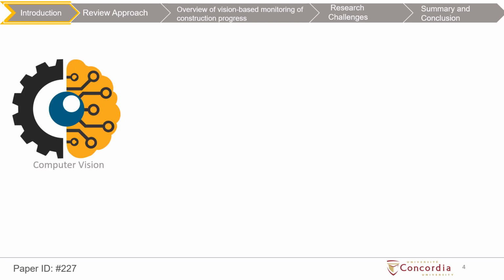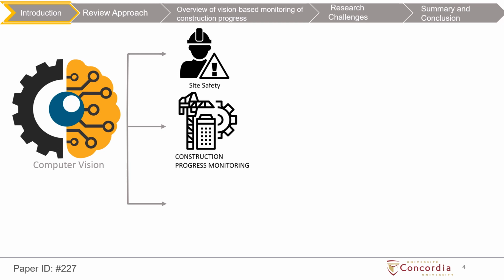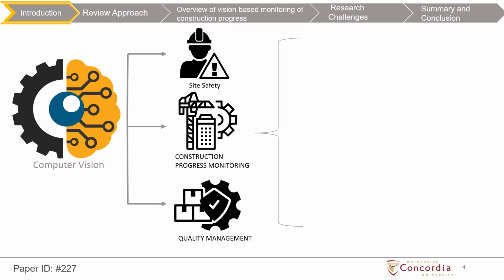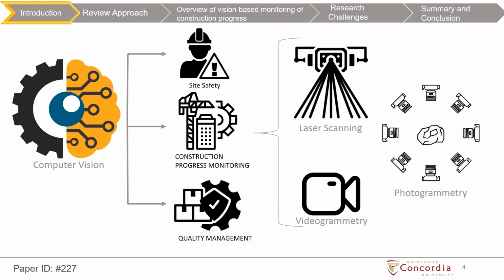In recent years, computer vision has attracted significant interest from researchers due to its potential applications in diverse fields such as site safety, progress monitoring, and quality management. Along these developments, significant advancements have been made in the use of computer vision technologies like laser scanning, photogrammetry, and videogrammetry in the construction progress monitoring field. Consequently, there has been extensive research focused on data acquisition and construction site monitoring using various forms of media.